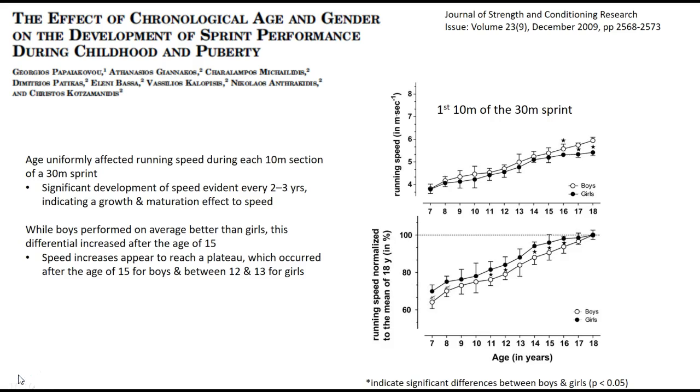And here's just a quick shot of the research that showed the effect of chronological age and gender on the development of sprint performance during childhood and puberty, done by several researchers back in 2009. You can see here, based on the data, age uniformly affected their running speed in each 10-meter section of a 30-meter sprint. You can see a significant development of speed every 2 to 3 years, which shows us the growth and maturation effect. As far as differences between the genders, you can see that boys performed better than girls, and you can see that gender difference increases starting after the age of 15.